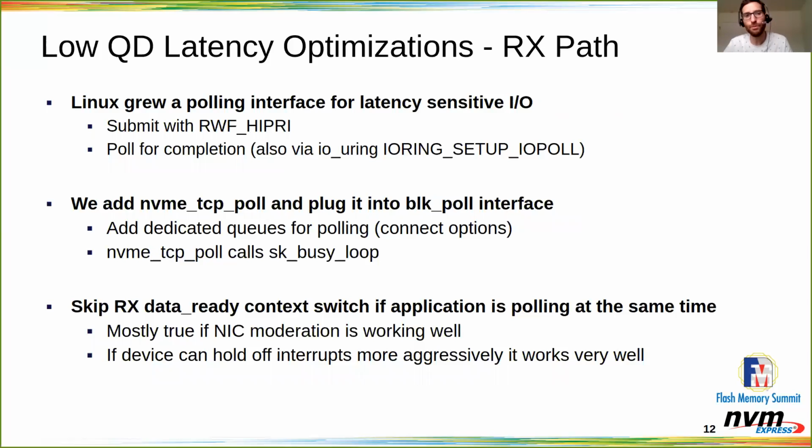And then if the application is polling, we're able to identify it in the driver, and when we get the callback, we don't schedule an extra context. We don't schedule the I/O work thread because we know that we're going to process the incoming data directly from the poll. Basically, with modern NIC CPUs, interrupt moderation works relatively well to reduce some of the interrupts. But with ADQ, where interrupts are mitigated more aggressively, it works very well.